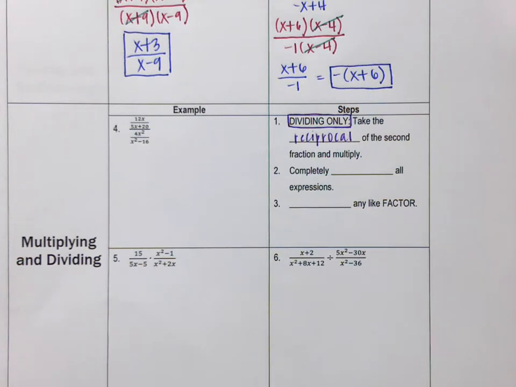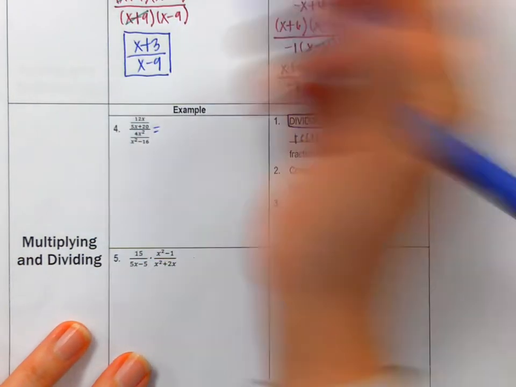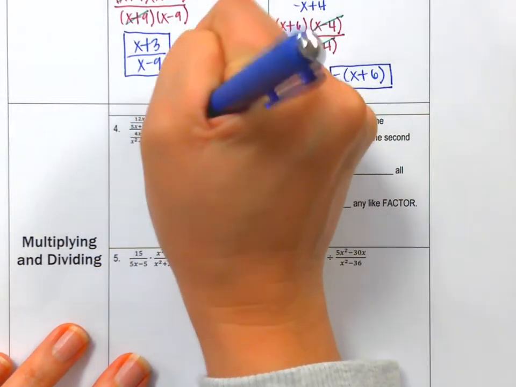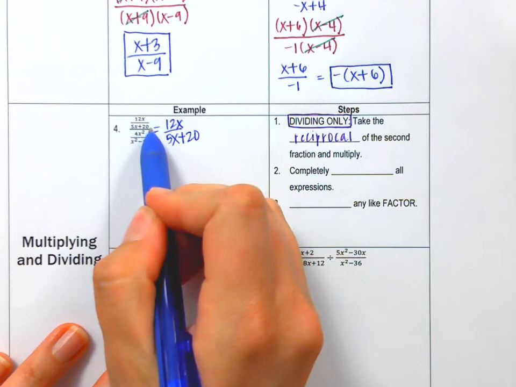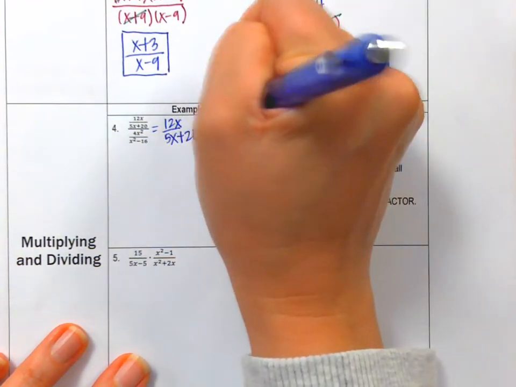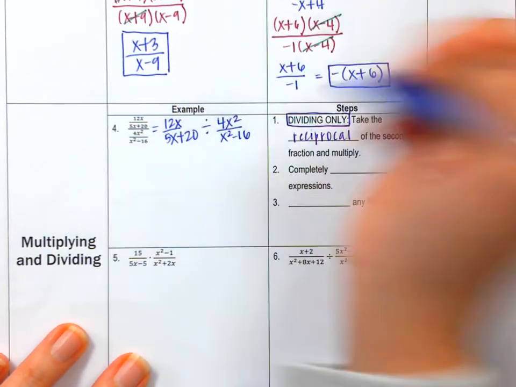Before I start with that step, I have a fraction over a fraction. We've seen this just with numbers. Now we're going to rewrite this to make this easier on ourselves. So the top, 12x over 5x plus 20. Remember, this is just a division. So I'm going to instead write it as divided by 4x squared over x squared minus 16.